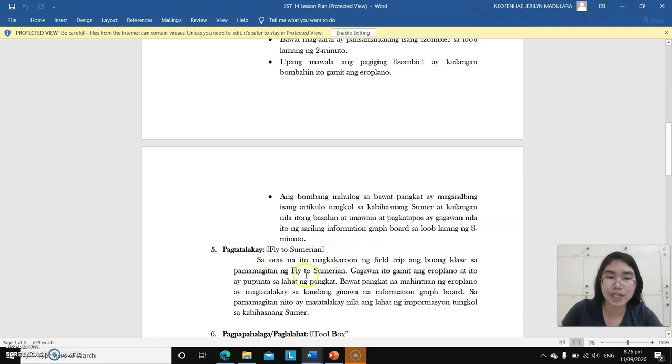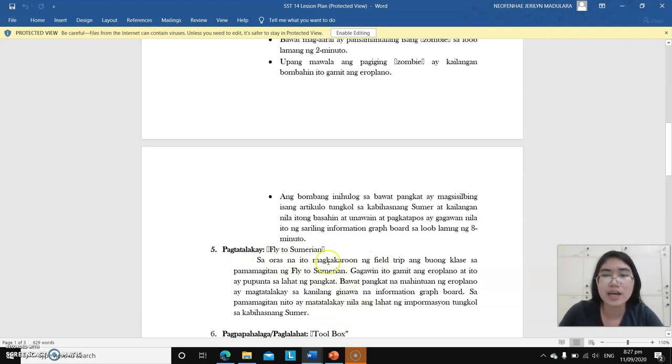Pagtatalakay, fly to Sumerian. Sa oras na ito ay magkakaroon ng field trip ang buong klase sa pamamagitan ng fly to Sumerian. Gagawin ito gamit ang eroplano at ito ay pupunta sa lahat ng pangkat. So bawat pangkat na mahintuan ng eroplano ay magtatalakay ng kanilang ginawang information graph board. Sa pamamagitan nito ay matatalakay nila ang lahat ng information tungkol sa kabihasnan ng Sumer. So meaning to say, fly to Sumerian.